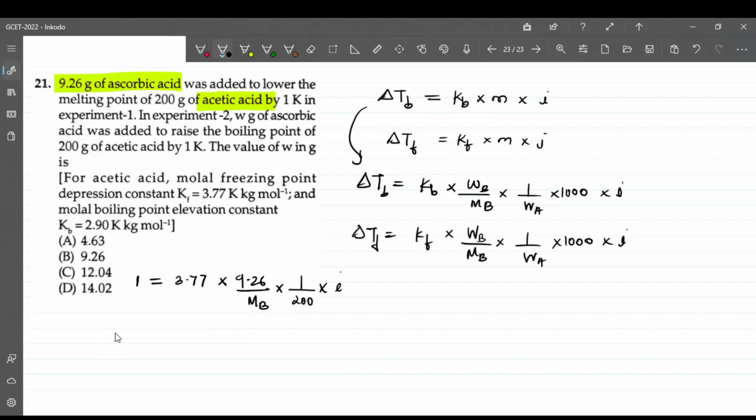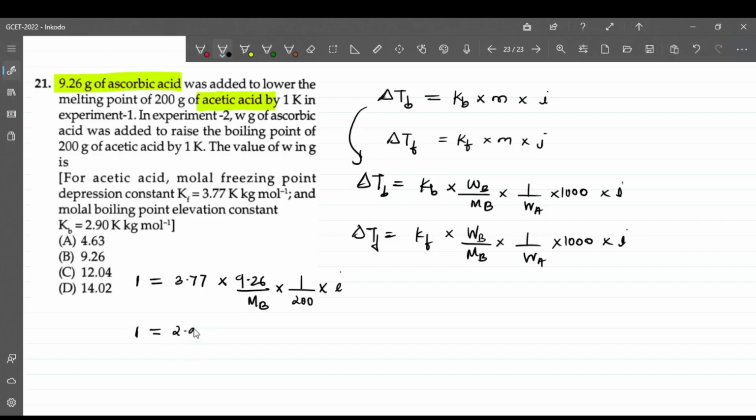Then the second thing we are having is, in the second experiment, W gram of ascorbic acid was added to raise the boiling point of 200 gram of acetic acid. Means after adding W gram of ascorbic acid to 200 gram of acetic acid, there is a rise in the boiling point by how much? 1, right? So this is the boiling point elevation constant. I will be using this formula. So delta Tb is 1.